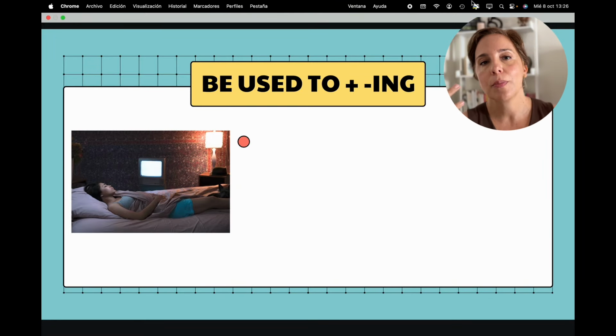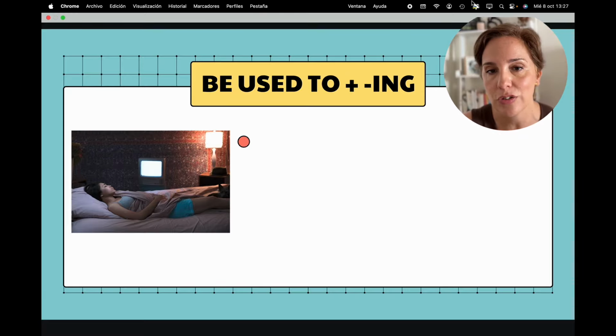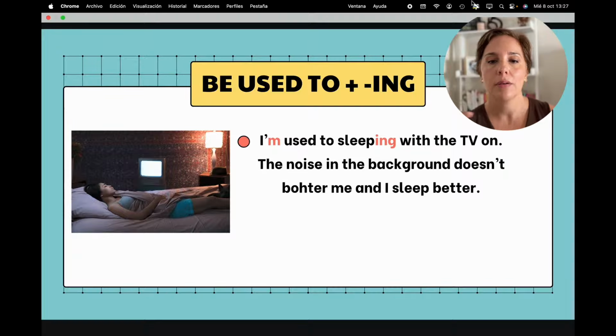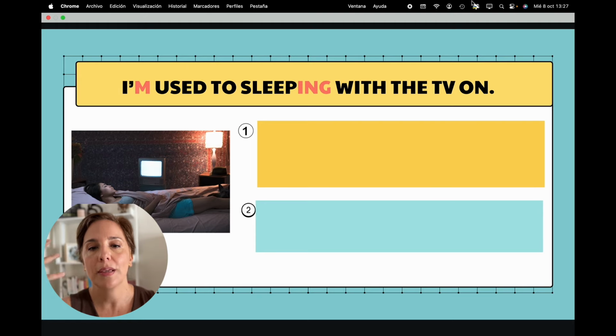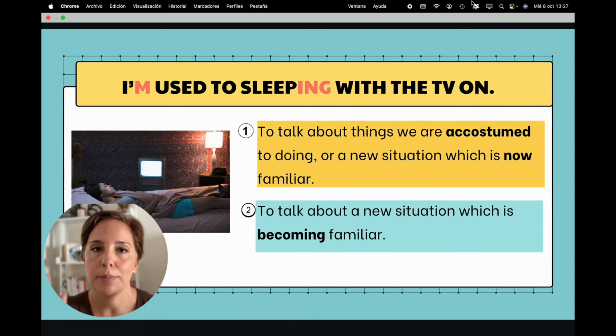So if we had to make a sentence with be used to plus ing, that's the structure, we could say something like, I'm used to sleeping with the TV on because the noise in the background doesn't bother me and I sleep better. Okay, so in this case, the lady could say, I am used to sleeping with the TV on. All right. Now, the meaning for this, to be used to sleeping with the TV on, there are two options and you need to choose the right meaning.